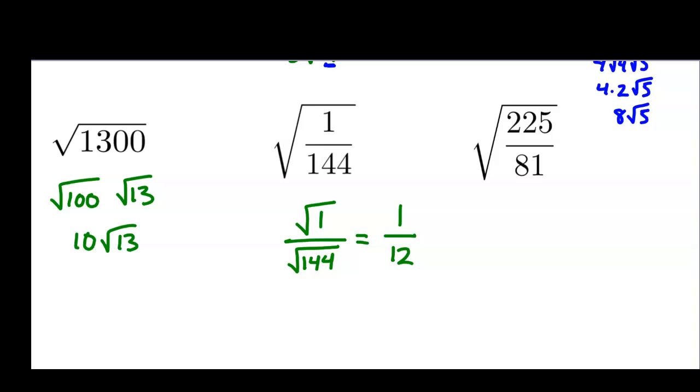So we can repeat that process with the next example, square root of 225 over 81. So that's equivalent to the square root of 225 over the square root of 81. Both radicands are perfect squares. Square root of 225 is 15. Square root of 81 is 9.